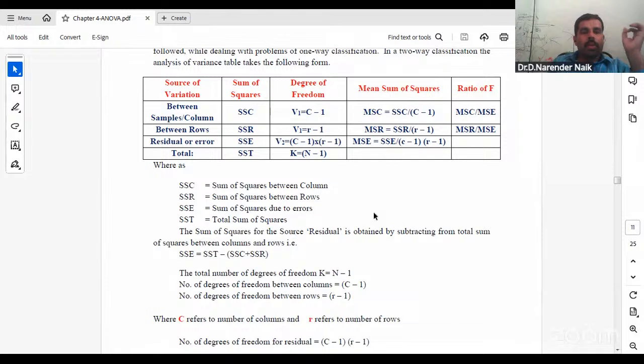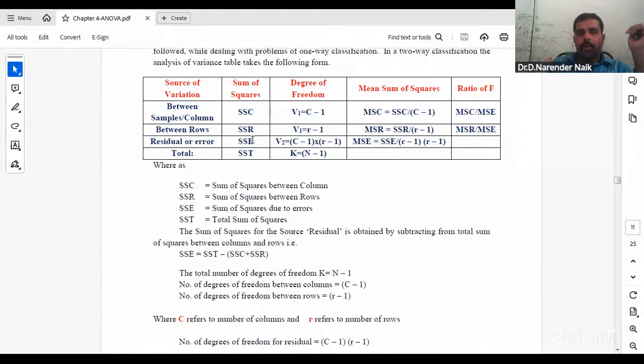So here again 5 columns. Source of variations, sum of squares, then degrees of freedom, mean sum of squares, ratio of F. Between samples, columns, SSC, V1 is equal to C minus 1, MSC is equal to SSC divided by C minus 1, then F is MSC divided by MSE. You observe carefully, I am just reading. Again, I will explain, don't worry.